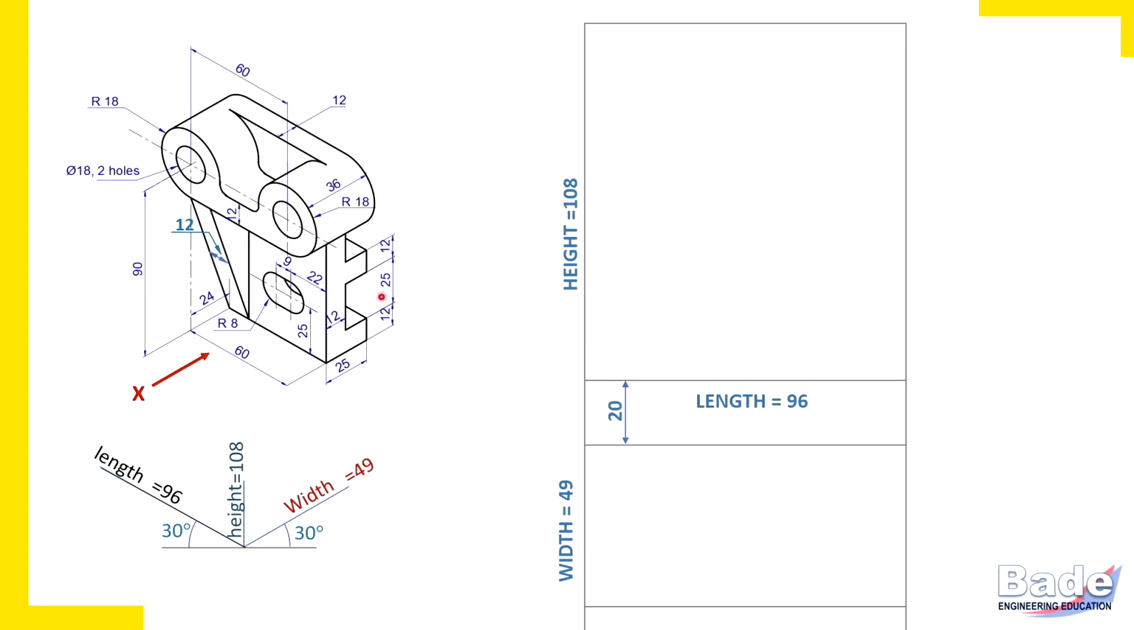As I have told you, one glance is enough to know whether object is symmetrical or not. This is not a symmetrical object, so there will be no axis of symmetry for front view or top view.